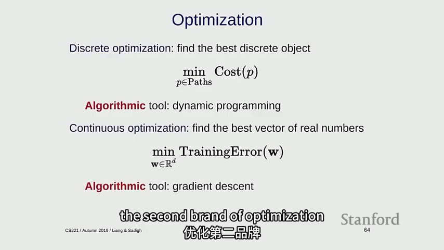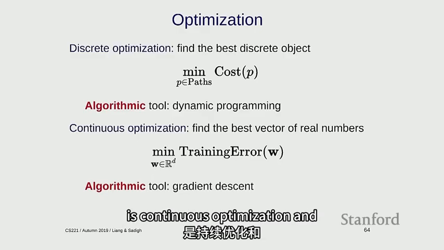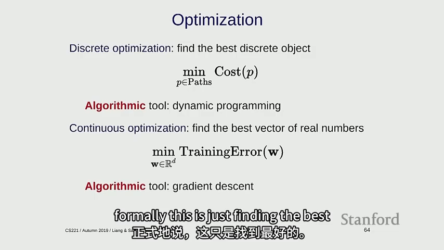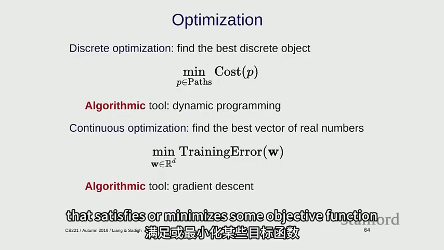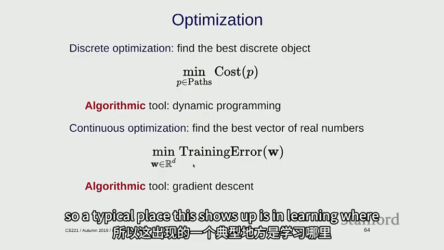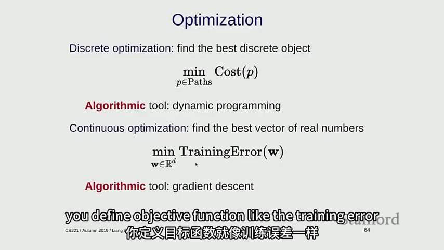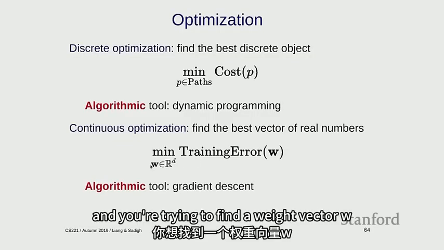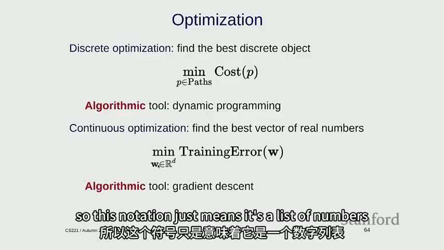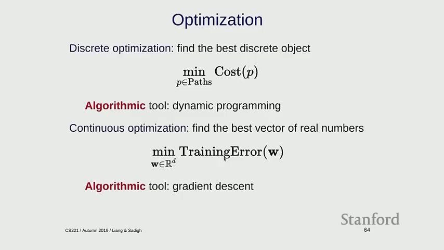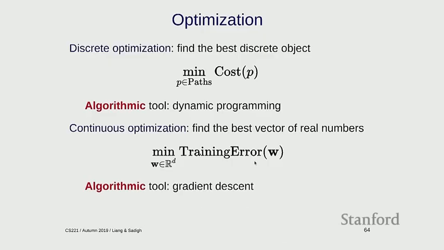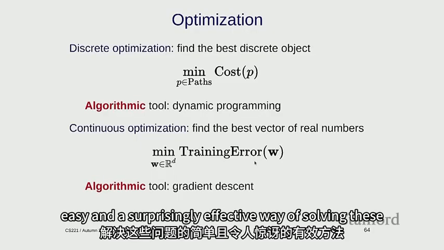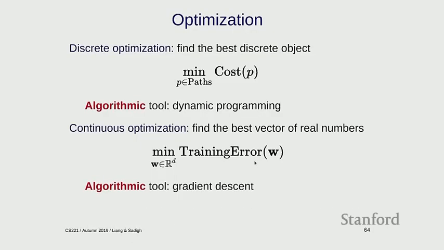The second flavor of optimization is continuous optimization. Formally, this is just finding the best vector of real numbers that minimizes some objective function. A typical place this shows up is in learning, where you define an objective function like the training error, and you're trying to find a weight vector w in R^d. This notation just means it's a list of d numbers that minimizes the training error.